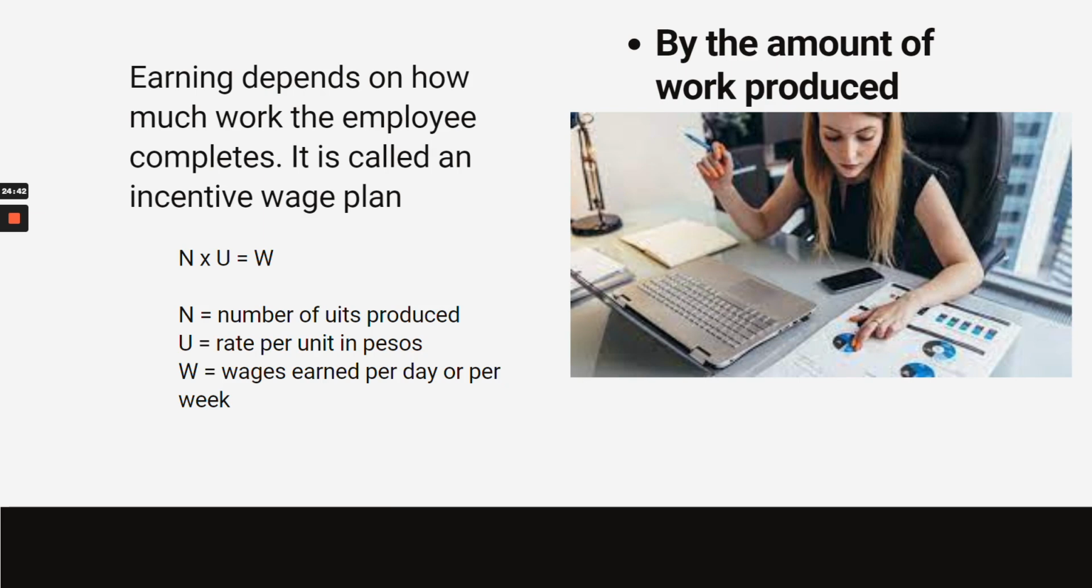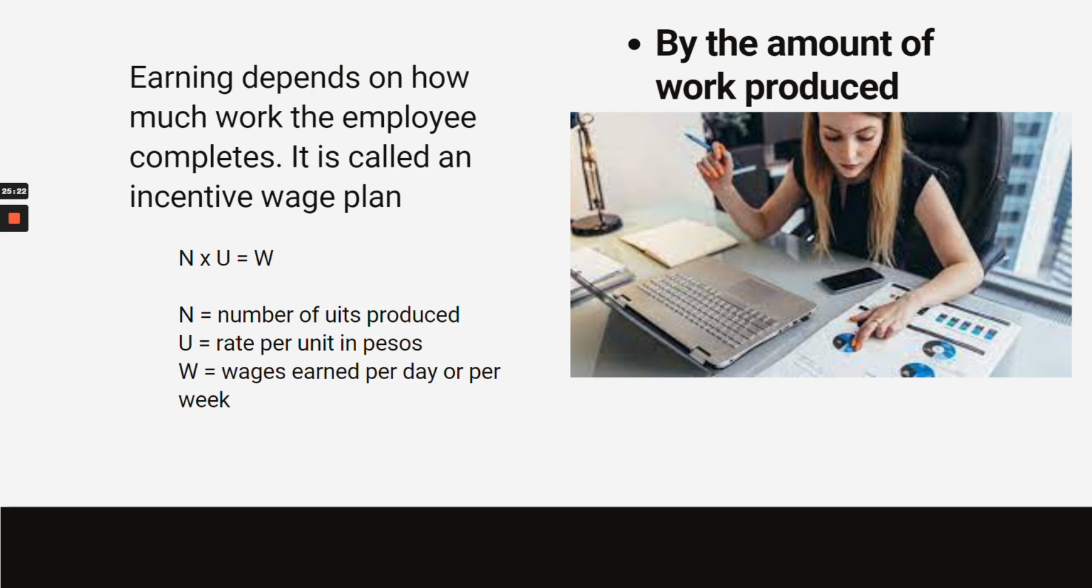The next method is by the amount of work produced. In this one, earning depends on how much work the employee completes. It is also called an incentive wage plan and computed as N times U equals W. N stands for the number of units produced, U is the rate per unit in pesos, and W is the wages earned per day or per week. It can be paid per day, per week, every 2 weeks, or every month, but it is per unit.